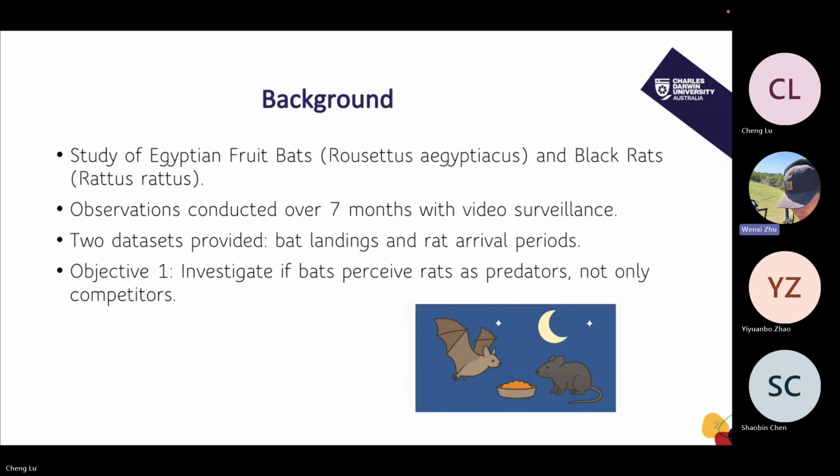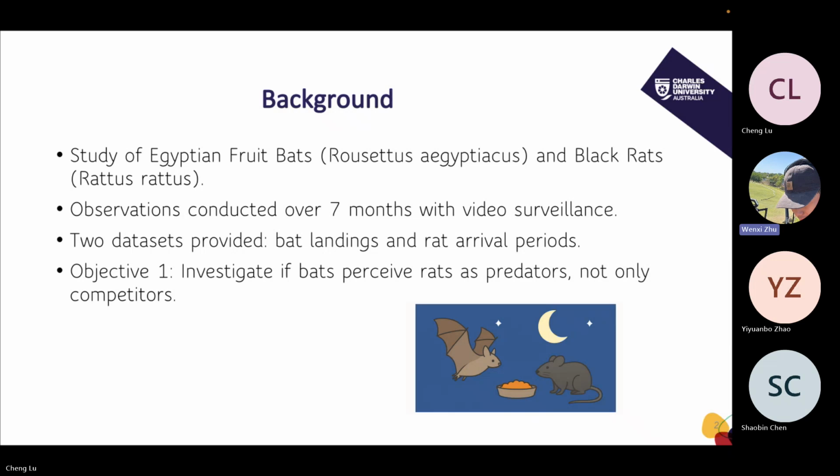Next slide, please. Yes, thank you. Let's talk about the background, and after that, about the data sets we use. We have two datasets. The first one records each bat landing with details like risk, reward, habit, and timing. And dataset two summarizes each 30-minute period, showing how many bats landed, how many rats arrived, how long rats stayed, and how much food was left.